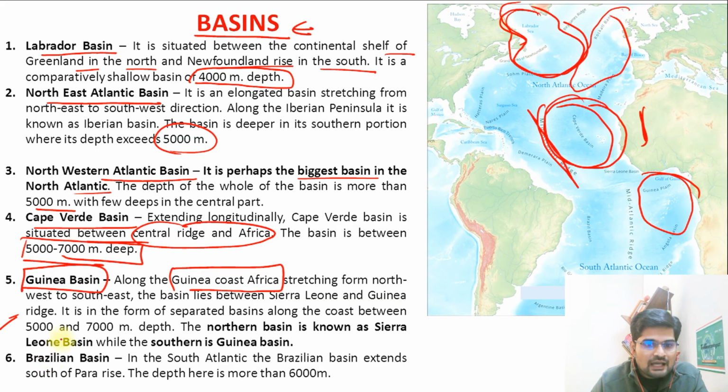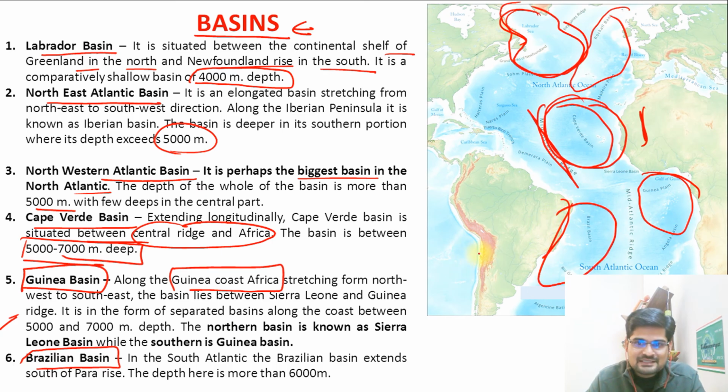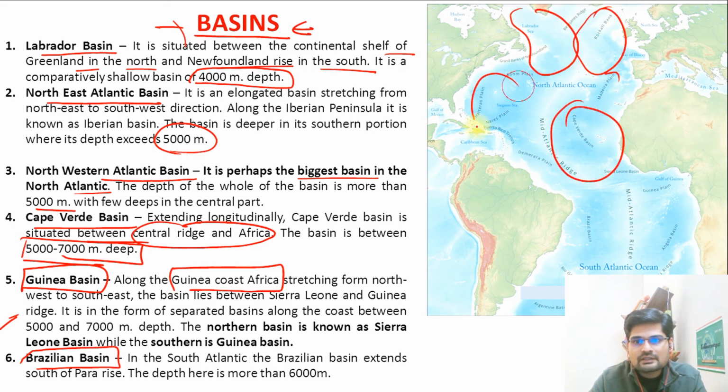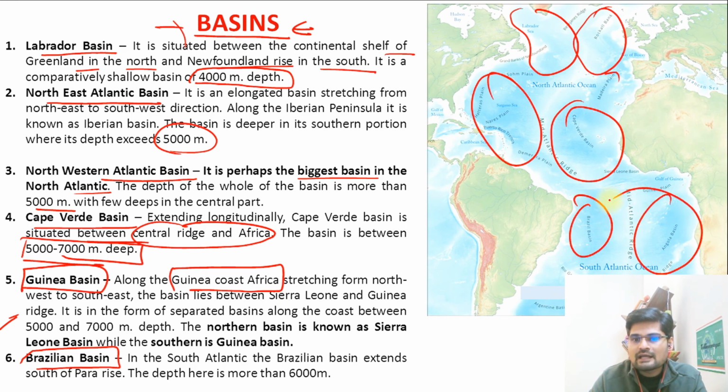And then what you have here is the Brazilian Basin. The name itself suggests that this is close to Brazil. So this particular place is called the Brazilian Basin. So largely what you observe is that we have 6 basins in the Atlantic Ocean, and all these 6 basins you can name on the map. You can observe where they are located, what is the particular area where they can be found, right? And what are their particular characteristics. So that is important to remember in terms of ocean basins, also their average depth values.